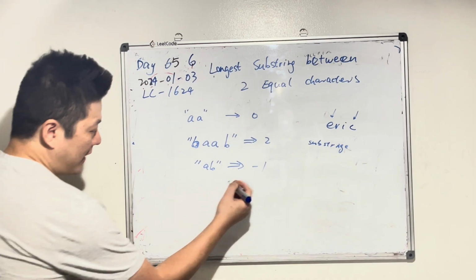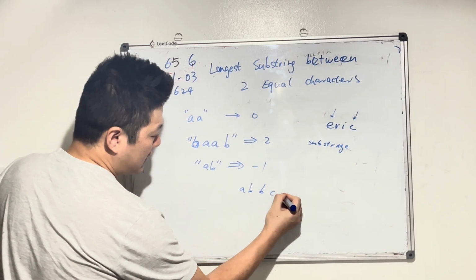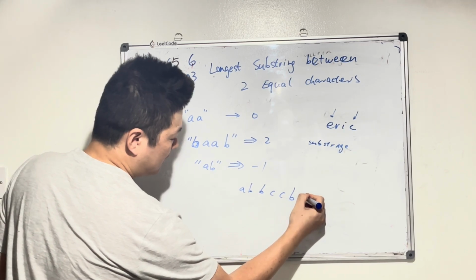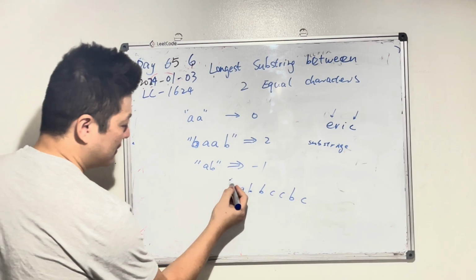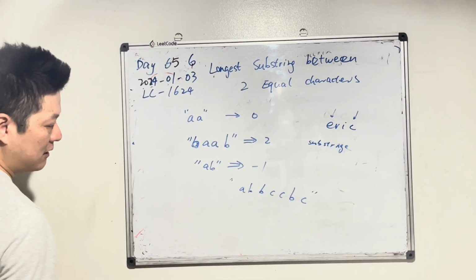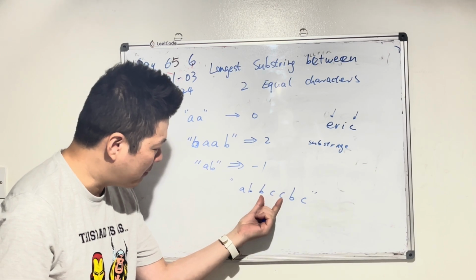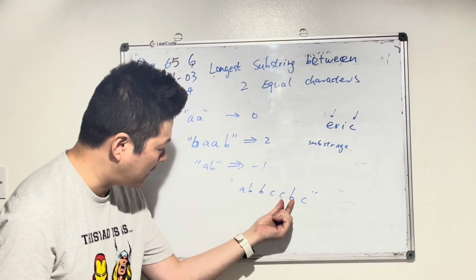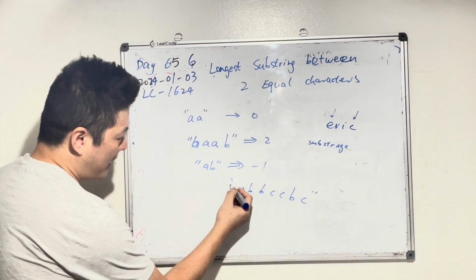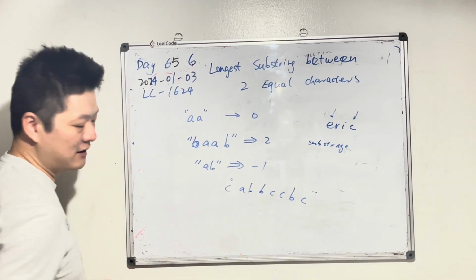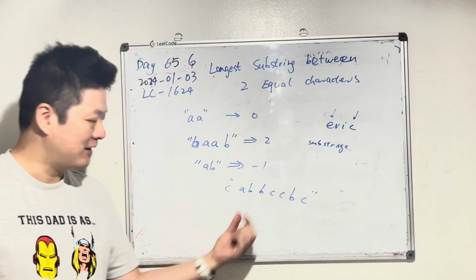Okay, so let me write another one. A, B, B, C, C, B, C. What's the longest substring? BCC, the 3 characters, yeah? This is 2 characters. How about if I add another C here? Why can't you do BBCC? A, B, B, C, C, okay. B. Okay, so you get it, right?